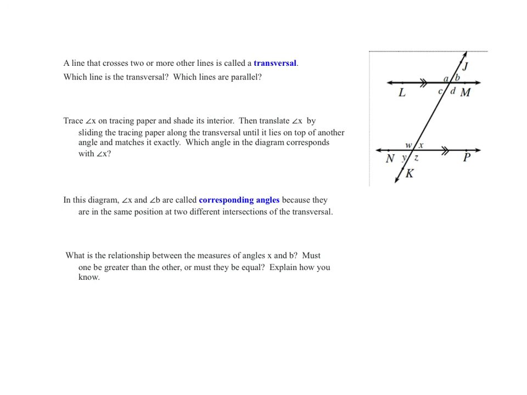Now we're going to start looking at parallel lines. A line that crosses two or more other lines is called a transversal. In this diagram, my transversal is given by the line JK. The parallel lines are my top and bottom lines, LM and NP. I know they are parallel because they are indicated by the arrows on the lines.